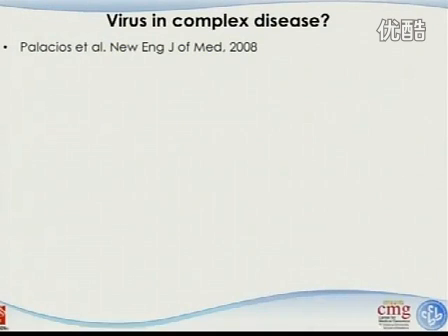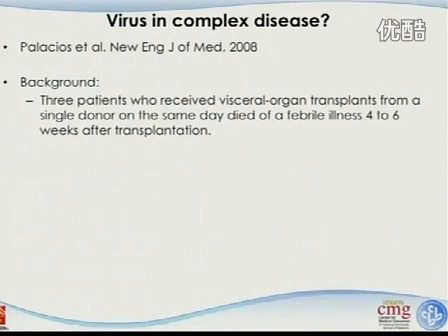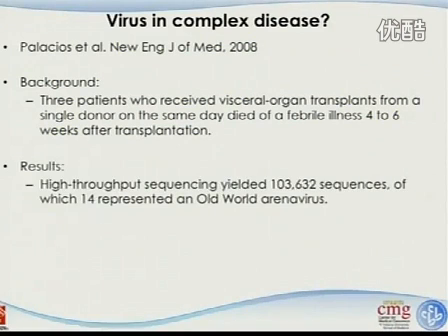And some of this falls into the metagenomics type of research area. In March 2008, a paper was published in the New England Journal of Medicine, and they already used this in a clinical application. The story here is that three patients who received organ transplantation from a single donor on the same day died of a febrile illness 4 to 6 weeks after transplantation, all right? And they wanted to figure out the reason for that.